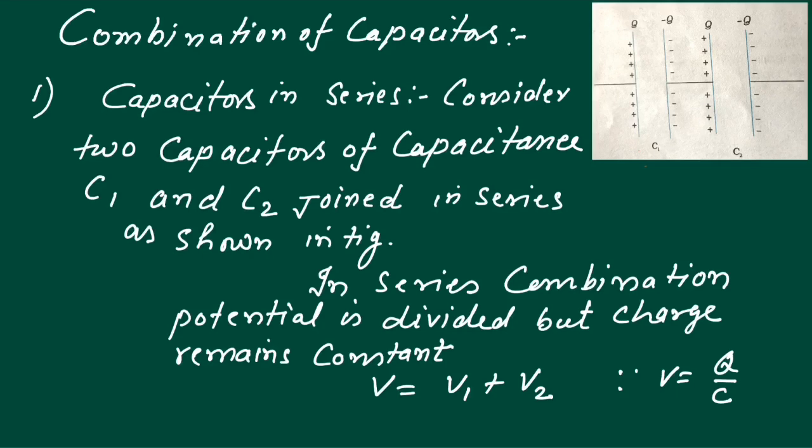Here we consider two capacitors C1 and C2. The left side plate of the capacitor C1 is connected to the positive terminal of the battery, and the right side plate of the capacitor C2 is connected to the negative terminal of the battery like this. The right side plate of the capacitor C1 is connected to the left side plate of the capacitor C2.